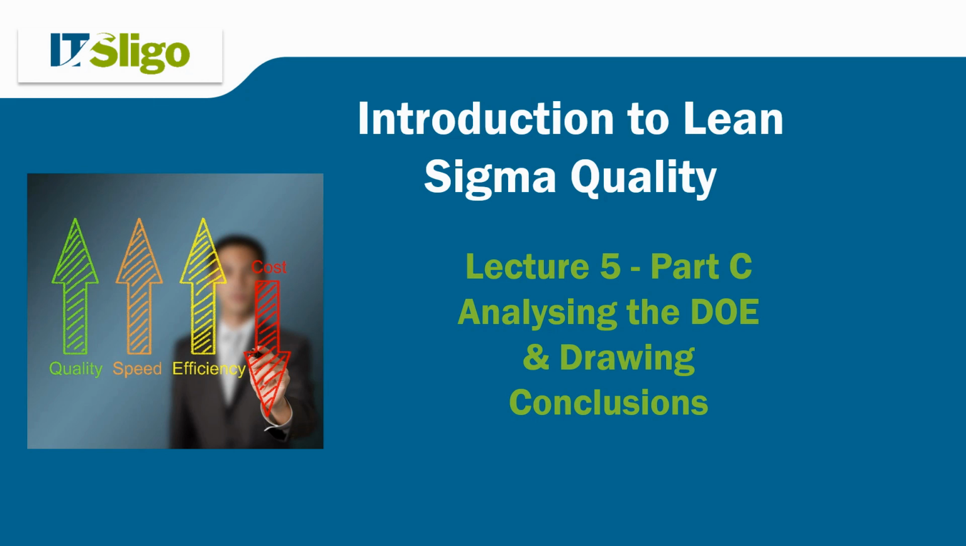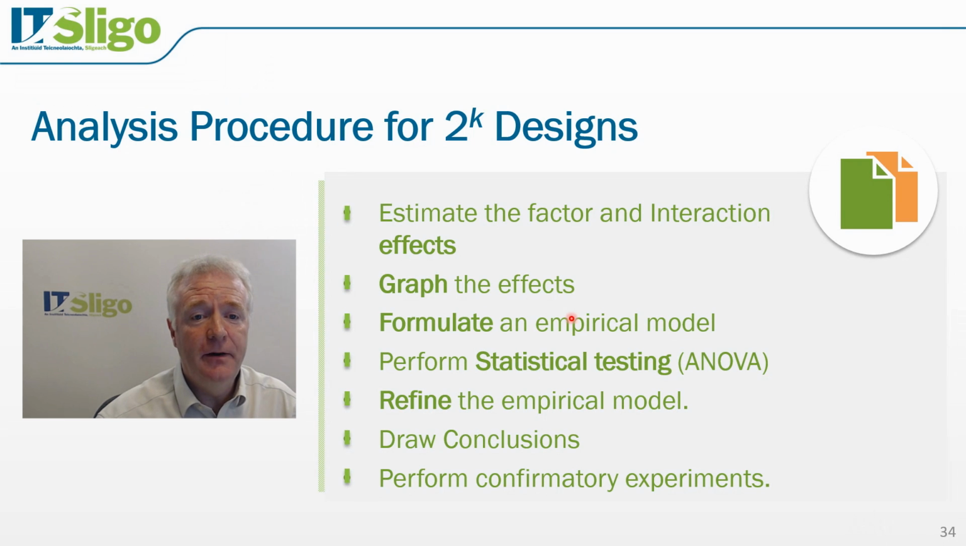In this section, we will look at analysing the data from our experimental design and drawing conclusions. We're going to follow the following analysis procedure. We're going to identify the influence that each factor and interaction has on the response. We're going to plot that on a graph, and from this we're going to develop an empirical model.